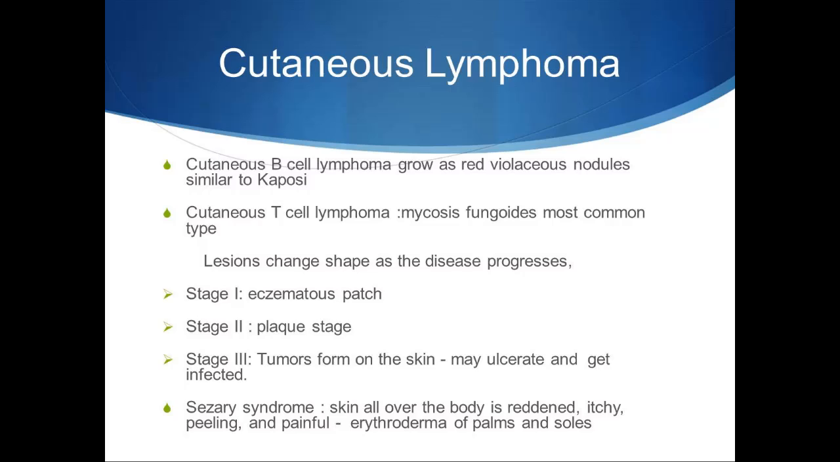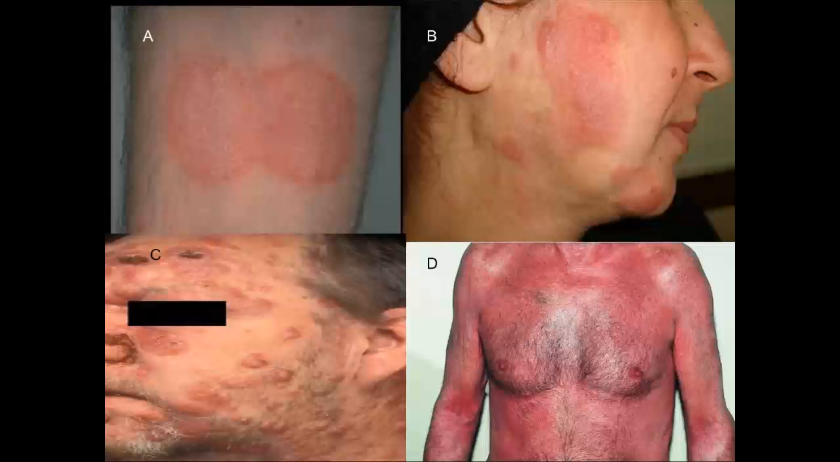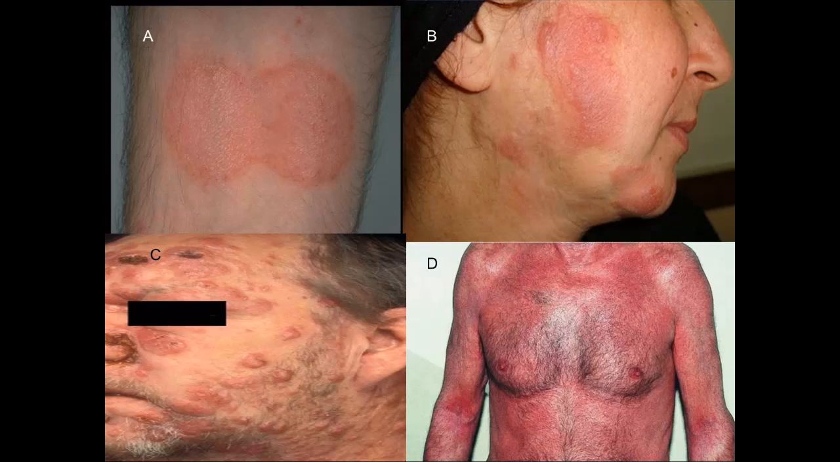As for Sézary syndrome, I don't know if it's an advanced stage of mycosis fungoides or a different entity, but it consists of erythroderma of your whole body. It's a very painful and itchy disease, and usually also involves the palms and soles. And here are some pictures. So we have stage 1 of mycosis fungoides, which consists of an eczematous patch. Stage 2 is a plaque stage. Stage 3 consists of actual masses on your skin, and then the Sézary syndrome.